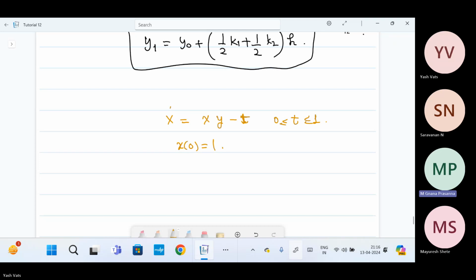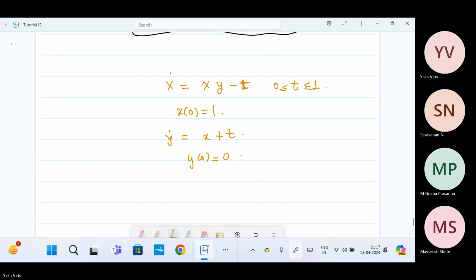One more, they have given y dash. There are two equations. y dash is equal to x plus t, and the same t is from 0 to 1. y of 0 is equal to 0. From this we have to calculate y of 0.2 by Euler's method and y of 0.2 by using modified Euler's method. H they have not given. H is equal to 0.2 directly.